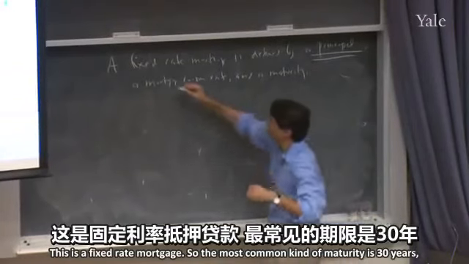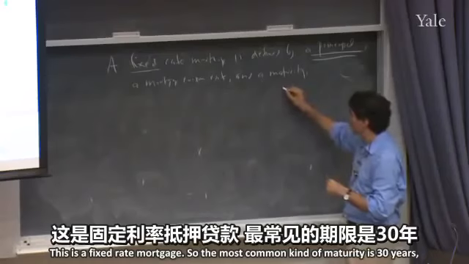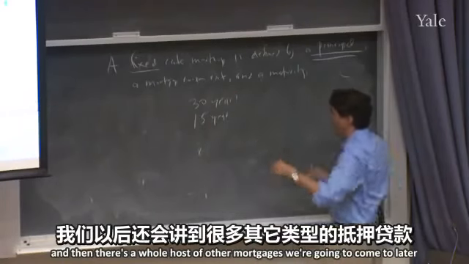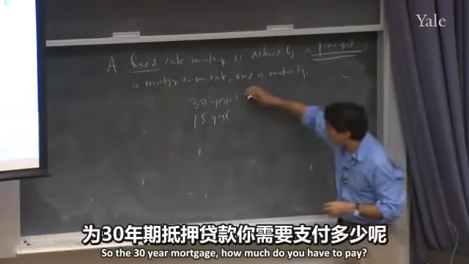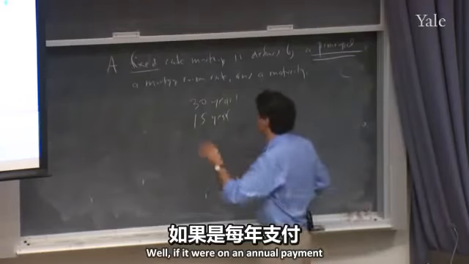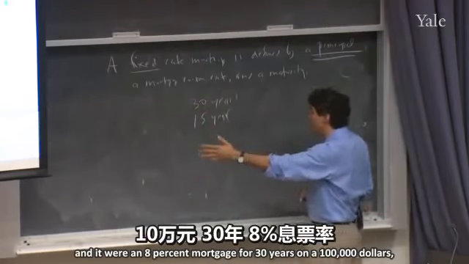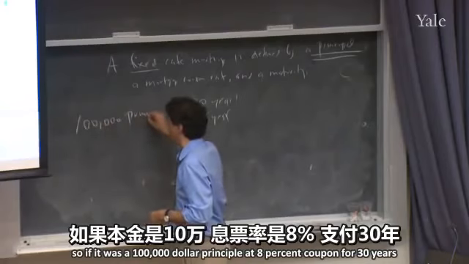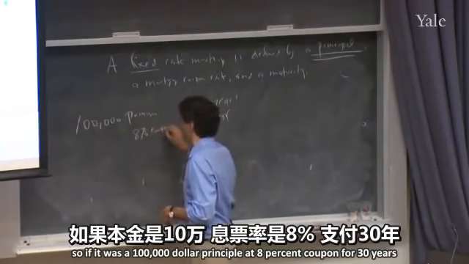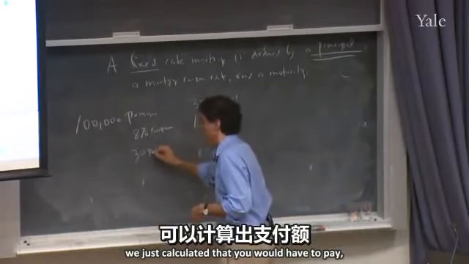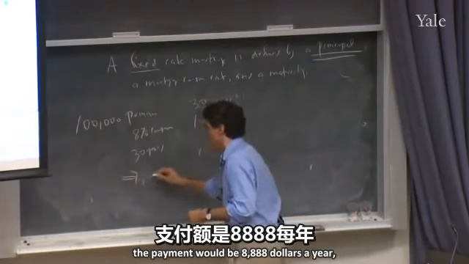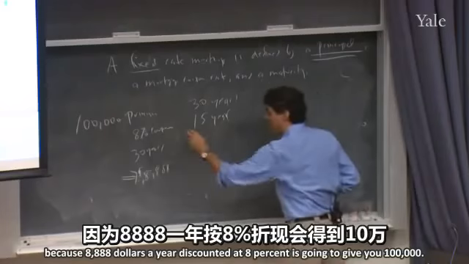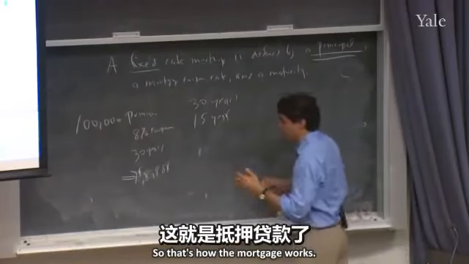So this is a fixed rate mortgage. The most common kind of maturity is 30 years, and then sometimes they're 15-year mortgages, and then there's a whole host of other mortgages we're going to come to later where there are floating interest rates. So for the 30-year mortgage, how much do you have to pay? If it were an annual payment and an 8% mortgage for 30 years on $100,000 principal at 8% coupon, we just calculated that the payment would be $8,888 a year, because $8,888 a year discounted at 8% is going to give you $100,000. So that's how the mortgage works.